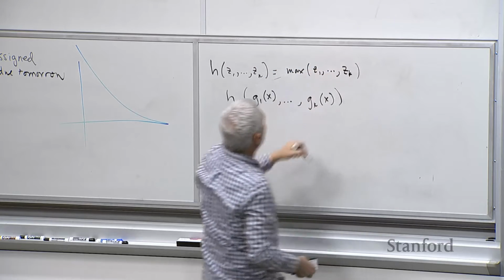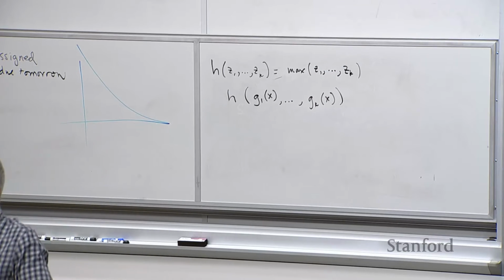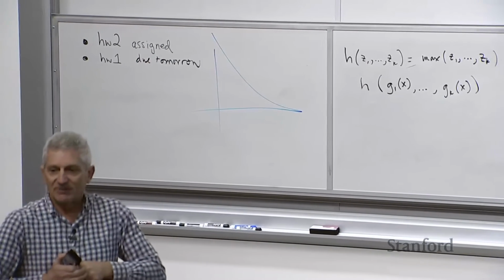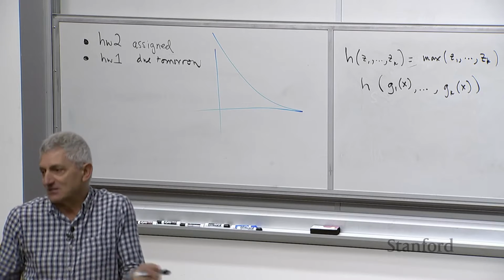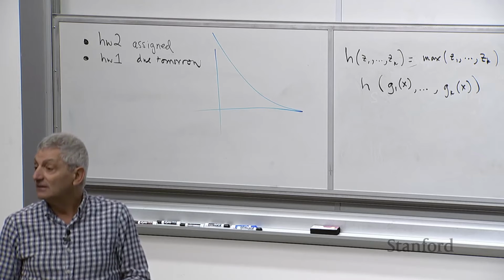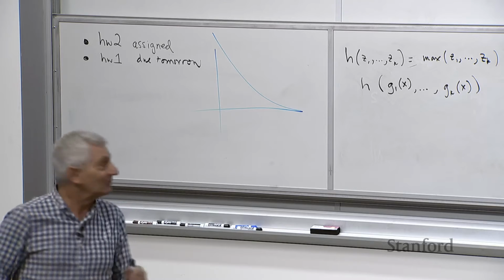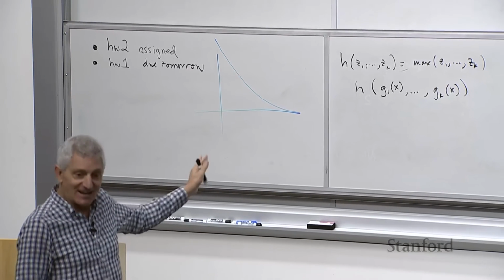Okay? So let's talk about h. Tell me about the curvature of h. Convex? The max of a bunch of, yeah, it's convex. Is it concave? No, not in this case. Well, okay, if k is bigger than 1, it's not concave. It's not affine. It's not concave.